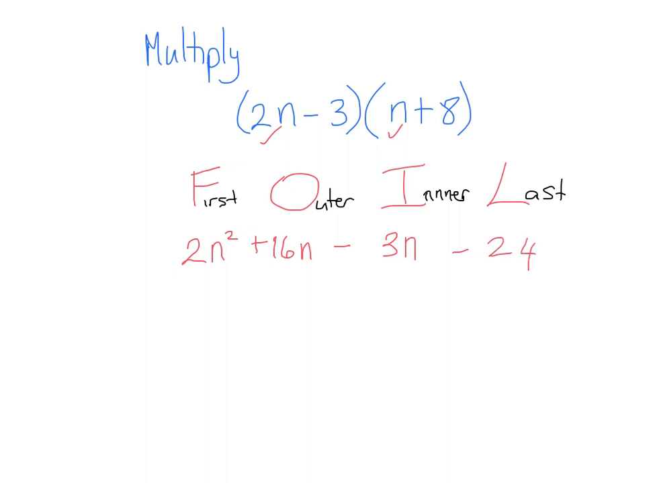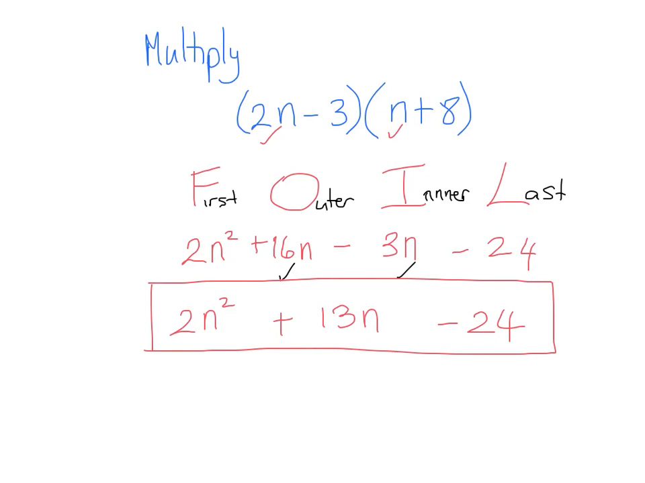Now that we have our first, outer, inner, and last terms, we can join like terms as we did before. This is actually a little simpler than before. We have the 16n and the negative 3n, that's like. Everything else is just a rewrite. So we're rewriting 2n squared, and we're rewriting the negative 24, and we're joining those two like terms in the middle. 16n minus 3n gives us plus 13n. And that's what people mean when they say they're going to FOIL an expression.